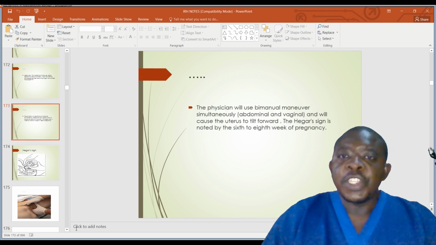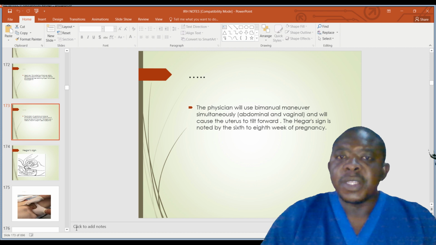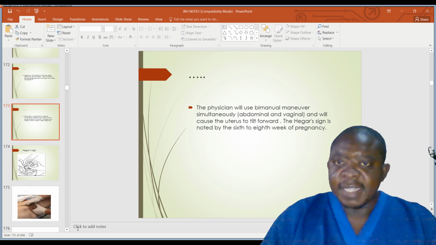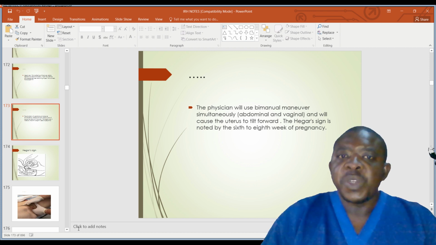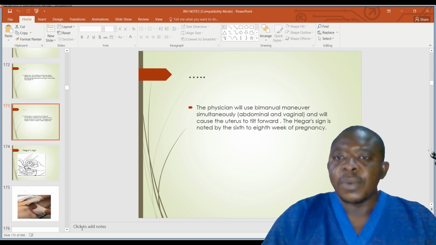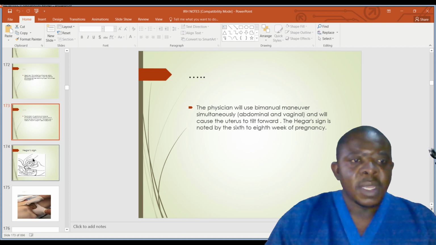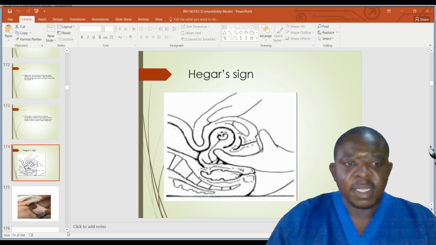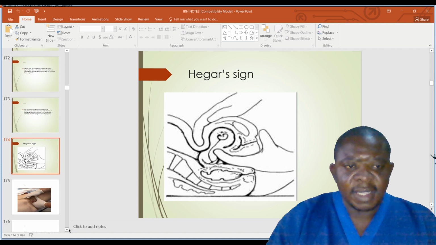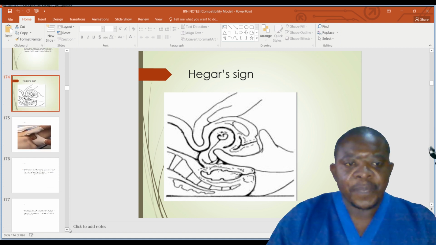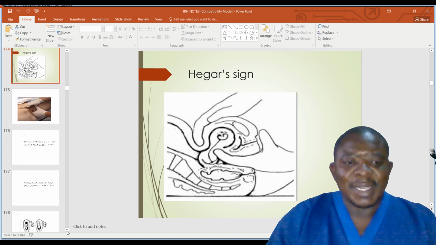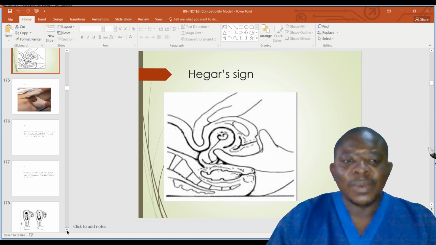The physician will use a bimanual maneuver simultaneously, that is abdominal and vaginal, and will cause the uterus to tilt forward. Hegar's sign is elicited by the 6th to 8th week of pregnancy. Here I have the diagrammatic representation of how Hegar's sign is done in order to confirm pregnancy.